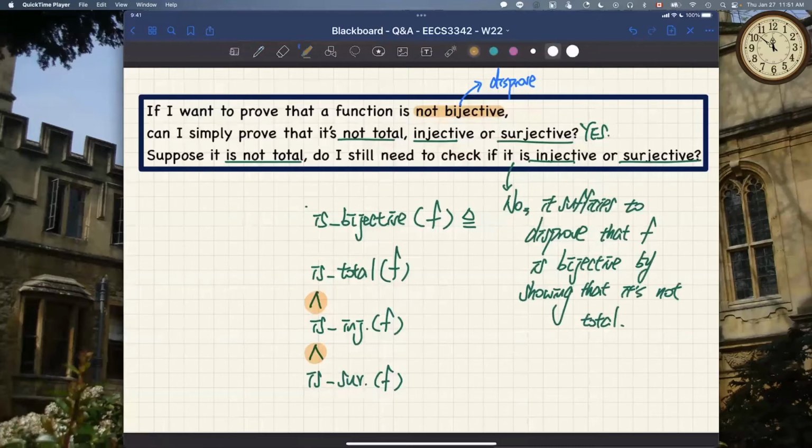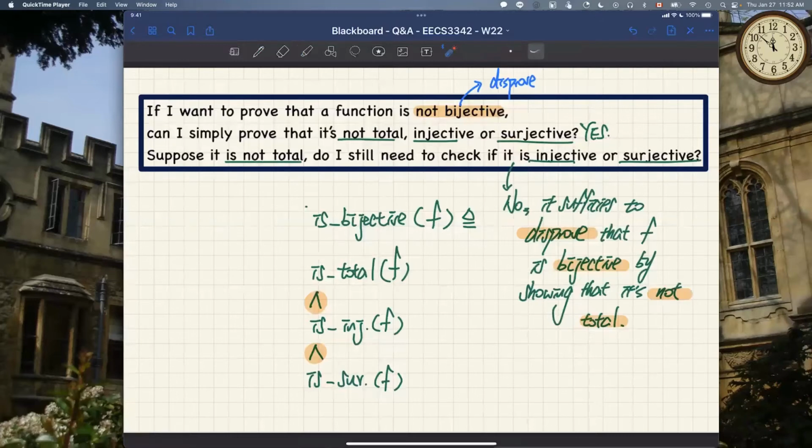It would be sufficient to disprove that it is bijective by showing that it's not total. Or of course the similar argument applies. It'll be sufficient if you only show that it's not injective, or it'll be sufficient if you only show that it's not surjective. That will also be fine. All right, it's a quick clarification.